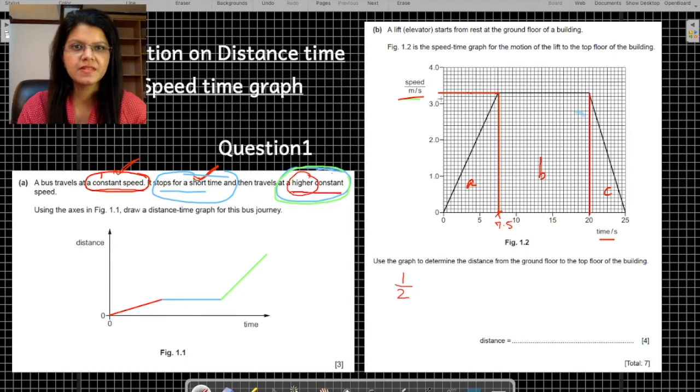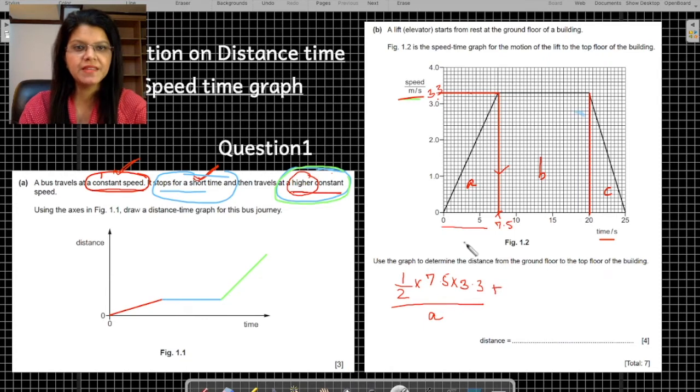This point is your 3.3, right? So half times the base of the triangle, this is the base of the triangle, 7.5, times the height of the triangle, this is your height, 3.3. This is the area of the triangle A plus the area of the figure B.